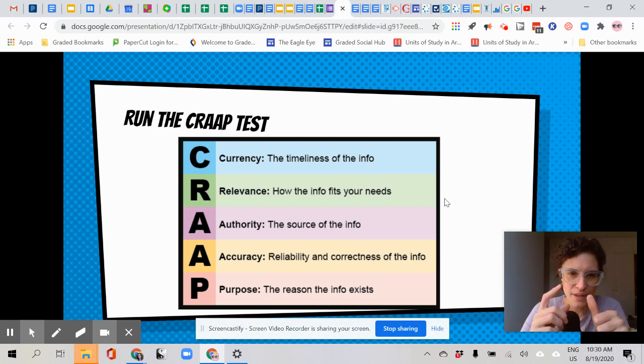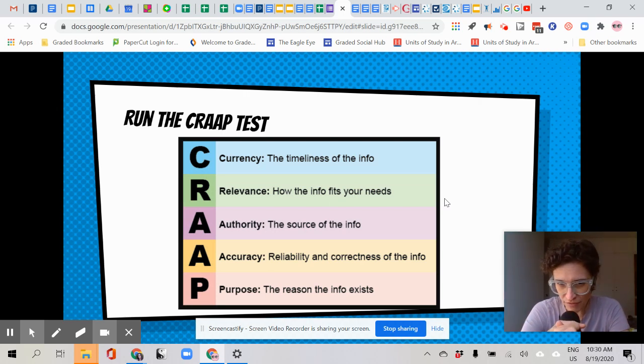We can just say CRAAP now. C, currency, the timeliness of the info. And I will put this out there. This image comes from Furman University. So, it's not just 7th graders who like saying crap. Okay. Currency, timeliness, meaning current. Currency, not like money, like different monies from countries, but current. How current is it? Recent.